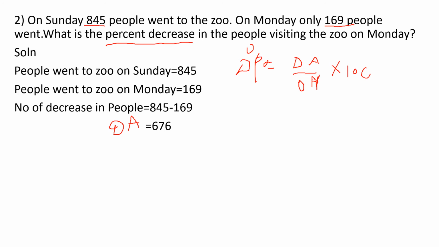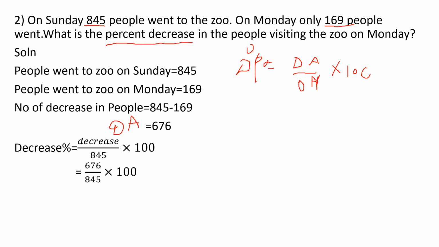Now we will apply this amount in the formula. So what is the formula? Decreased percentage is equal to decreased amount divided by original amount into 100. Okay. So here what is the original amount? 845 is the original amount. So Monday it is reduced, right? So what is the original amount? 845. Now write down the formula. Decreased percentage is equal to decreased amount by original amount into 100. So decreased amount, what value will be writing there?